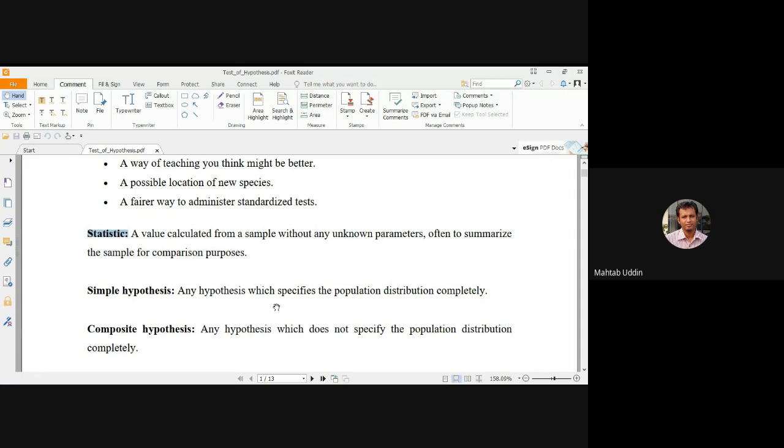Yes sir. If some information is hidden within a hypothesis, it is called the composite hypothesis.